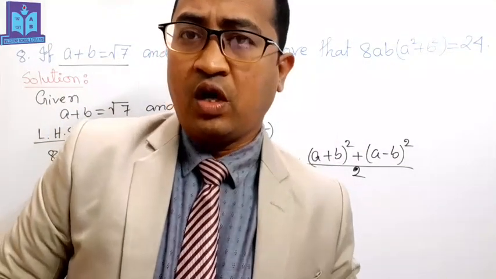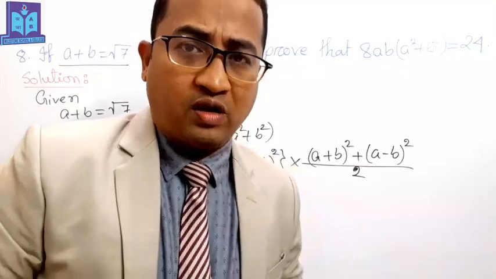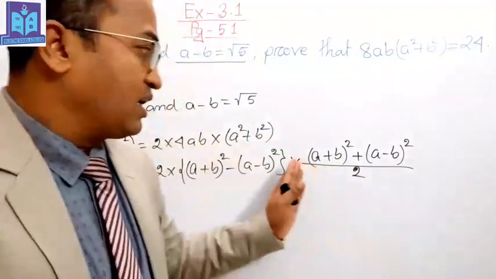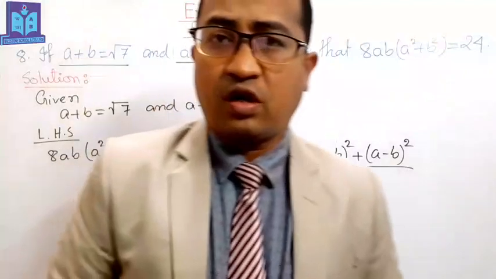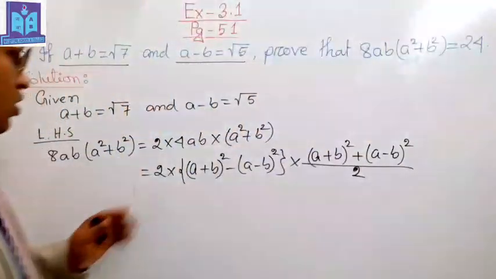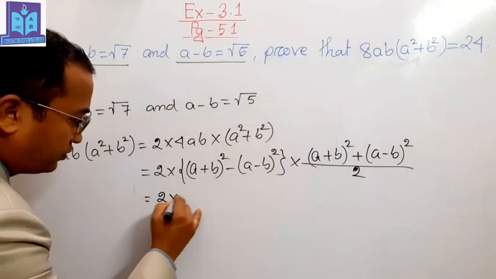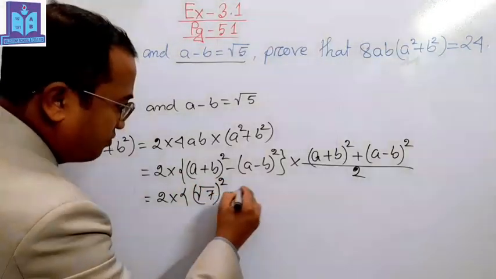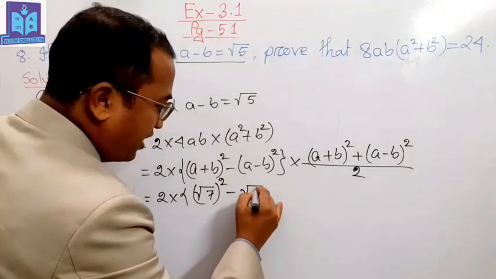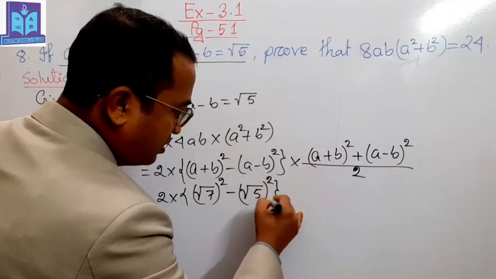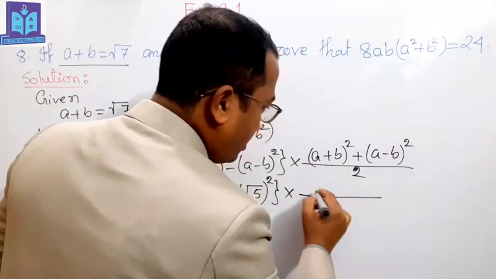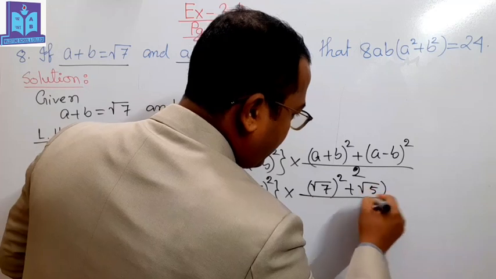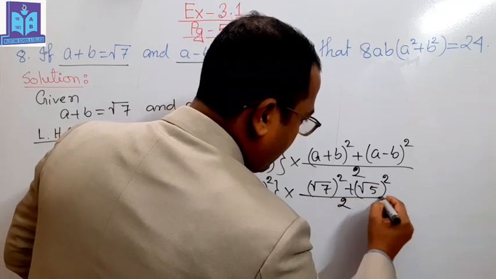When both a plus b and a minus b are given, in that case we will apply the corollary: a square plus b square is equal to a plus b whole square plus a minus b whole square divided by 2. Now put the values. 2 into a plus b, that is root over 7 whole square, minus a minus b, that is root over 5 whole square. Again, root over 7 whole square plus root over 5 whole square divided by 2.